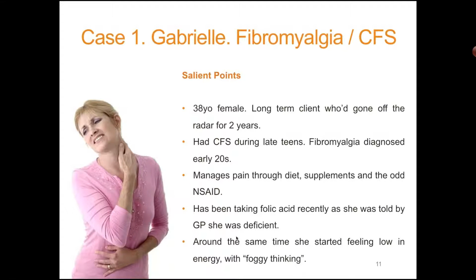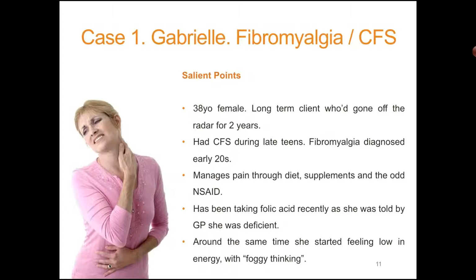that she was folic acid deficient and that she needed to take some folic acid, which she was given on prescription. So she was actually taking just synthetic folic acid. Just around the same time, she reports starting to feel slightly low in energy and not being able to think clearly. She didn't put this in here, but she's a civil servant. She has a fairly active job.